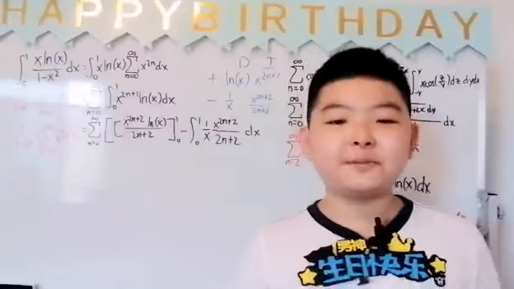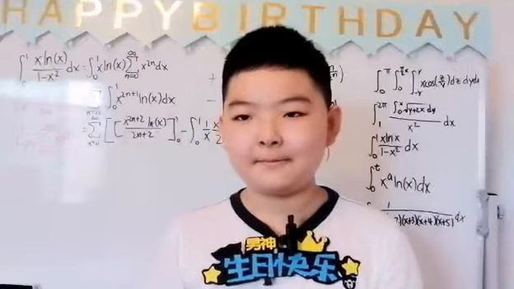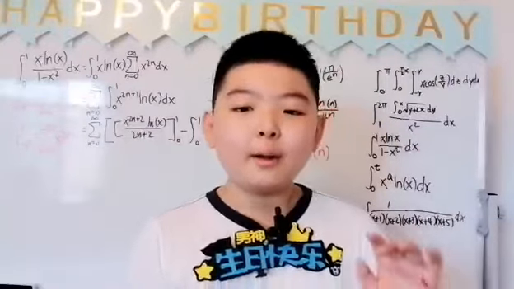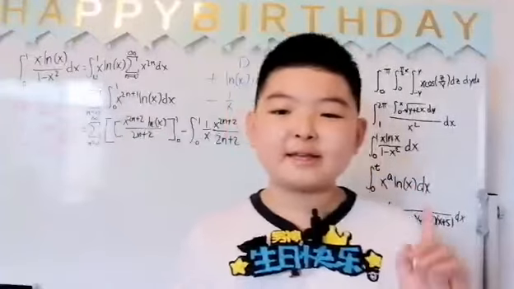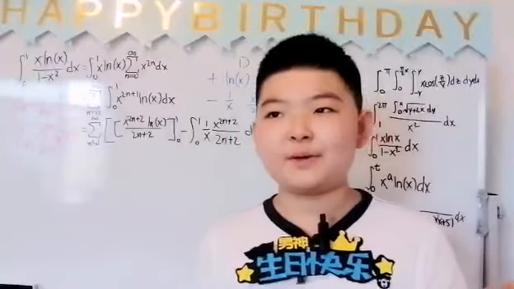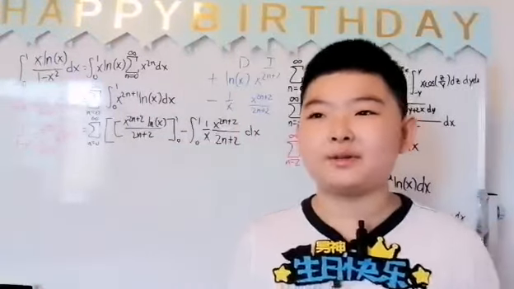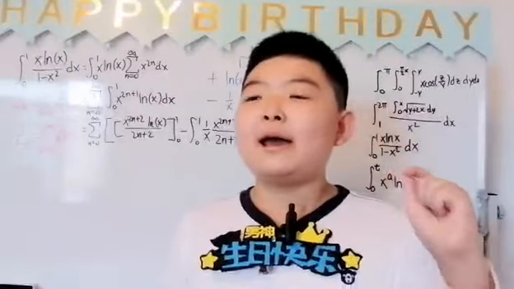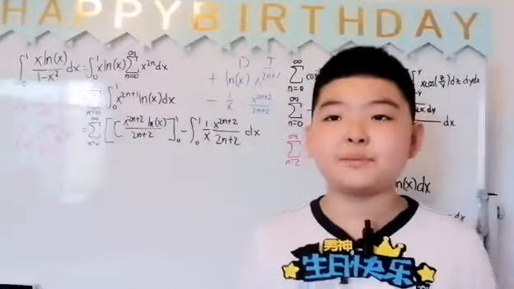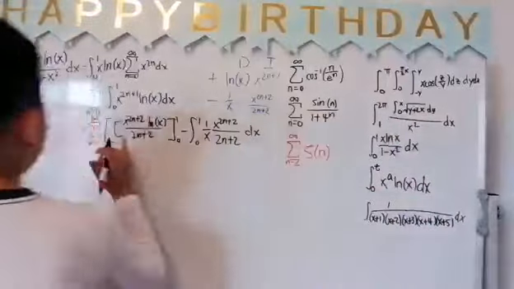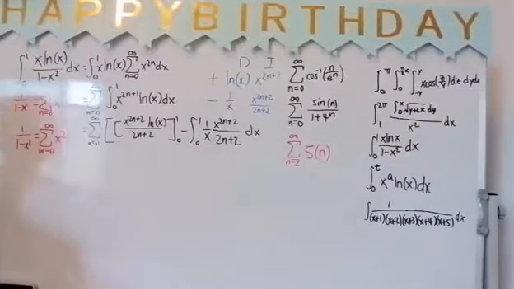But I might do a proof of this later, in another video. But for every single p strictly greater than 0, x to the p times the natural log of x, as x goes to 0, will always be 0. So in this case, we can say that this is 0 minus this integral, which is just minus this integral.